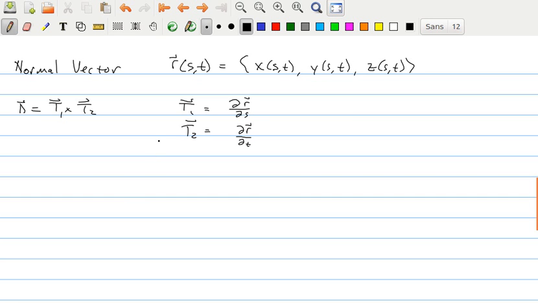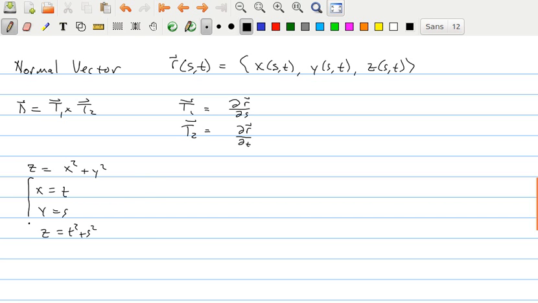Let's look at an example of this in action. Let's actually take something that we can check as a function. Let's say z is x squared plus y squared. So we know that our parameterization for this will be x is free, y is free, and z is t squared plus s squared.